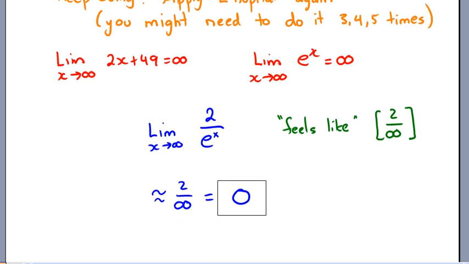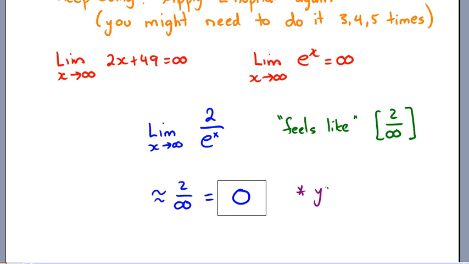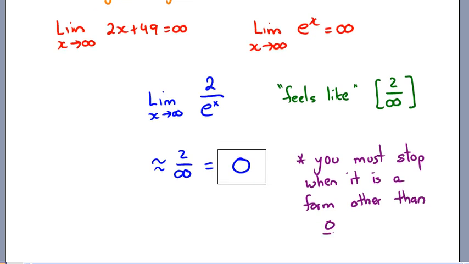Okay, so again, a little caution. You must stop once it's no longer indeterminate. You can't keep doing L'Hopital's rule. You'll have to make a call for what you think the answer is when it is a form other than the ones that work. 0 on 0 or infinity on infinity.